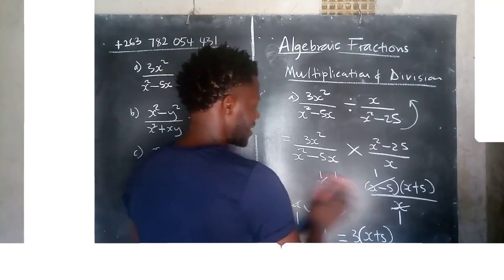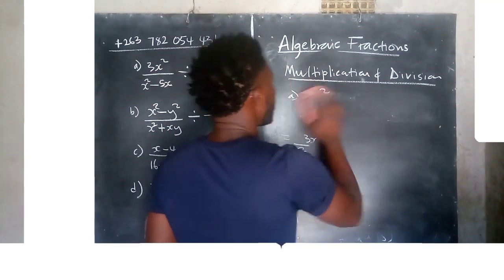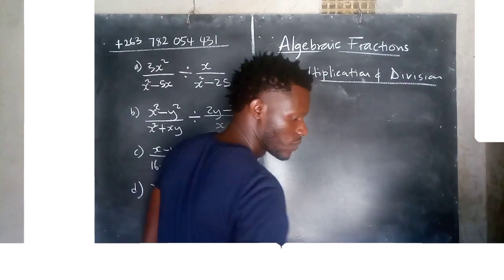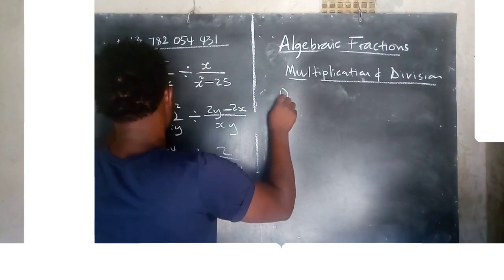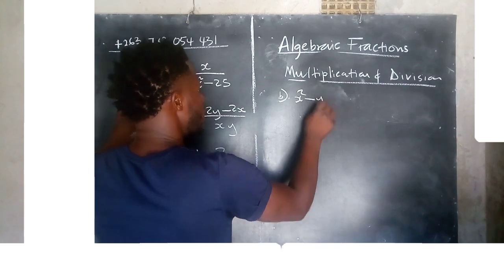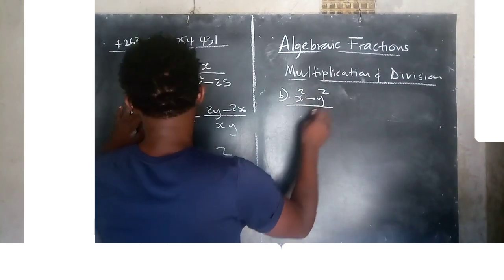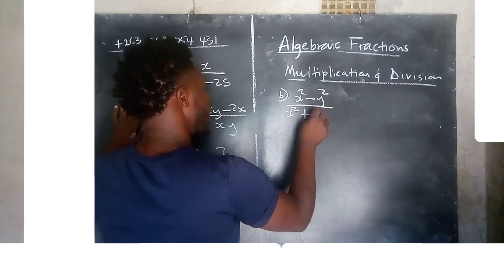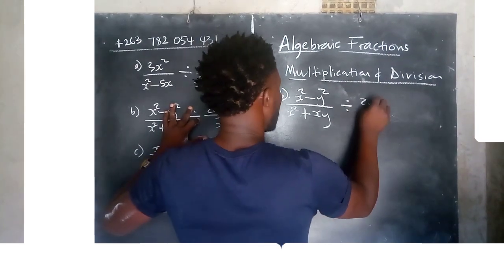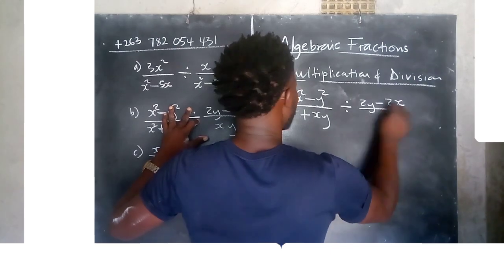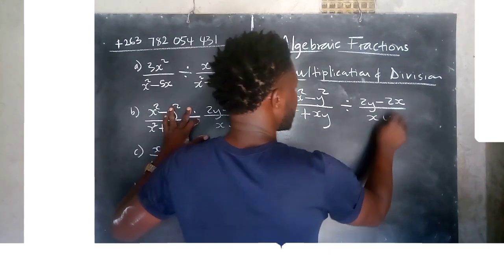Maths is very simple, guys. Let's enjoy the world of numbers, the world of skills, so that our brain, our mind will be very open. Let's have this example number B. x squared minus y squared all over x squared plus xy, divided by 2y minus 2x all over xy.